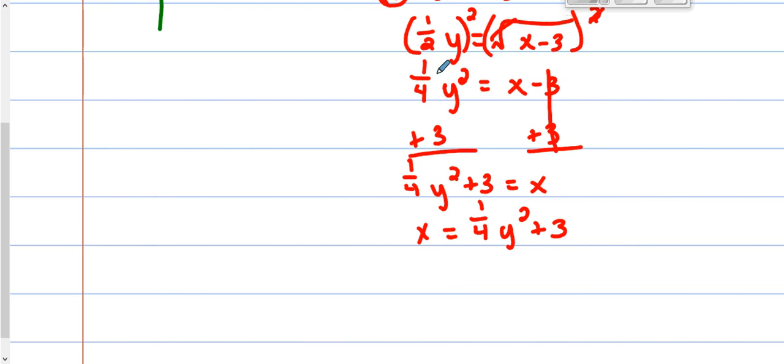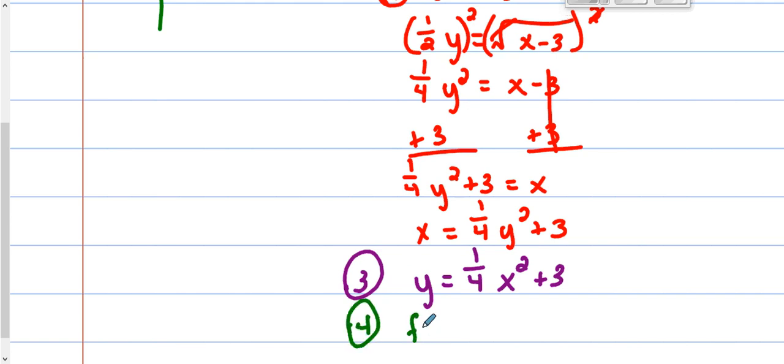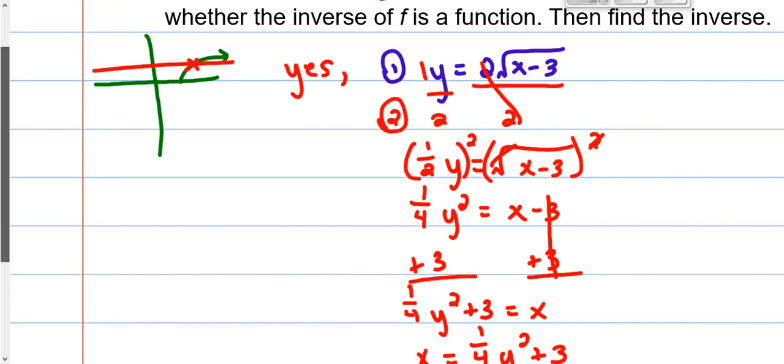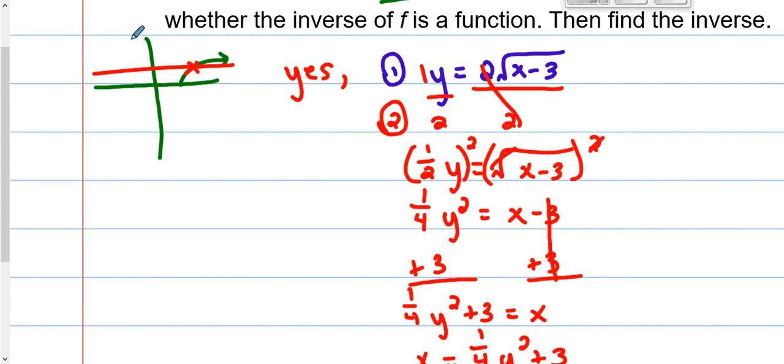And now, on to step 3. X and y switch places. Y equals 1 over 4 x squared plus 3. And step 4, we have f inverse of x equals 1 over 4 x squared plus 3. But one thing we have to take into account is that if I were to graph that green function right there, I would come up with something that looks like this right here.